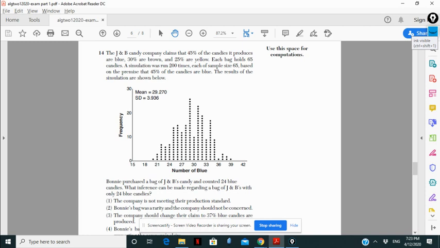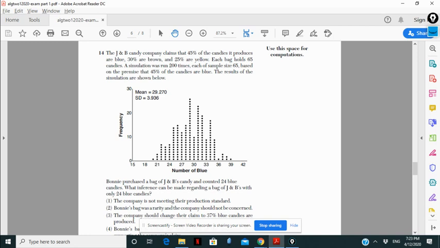Now, they're talking about a candy company that claims 45% of candies it produces are blue, 30% are brown, and 25% are yellow. Each bag holds 65 candies. A simulation will run 200 times. Each sample size is 65.